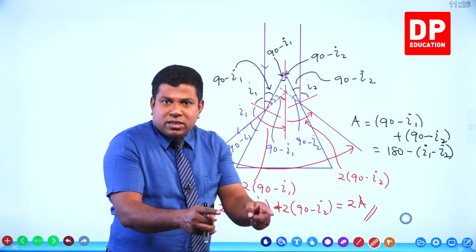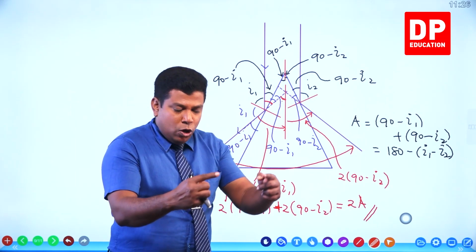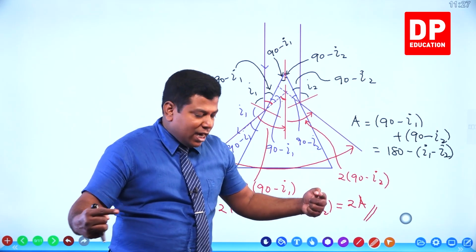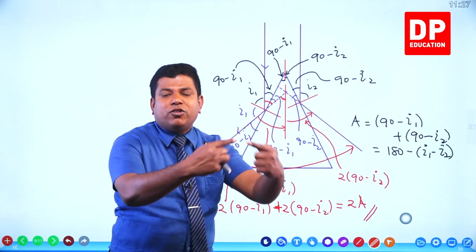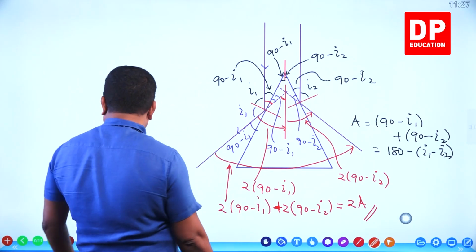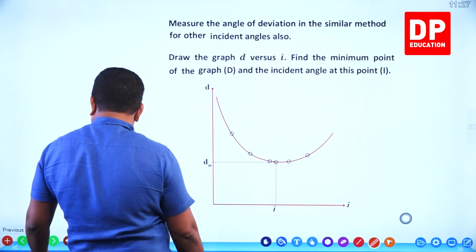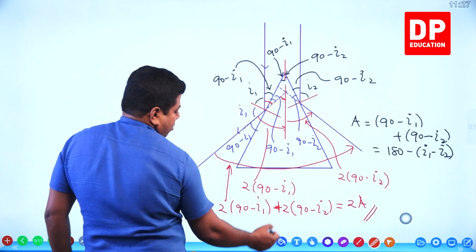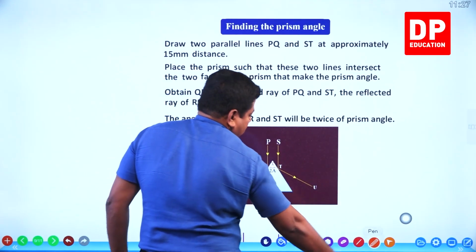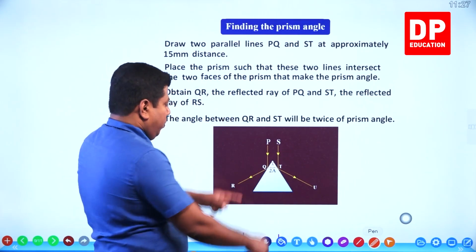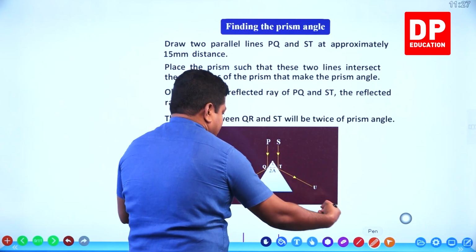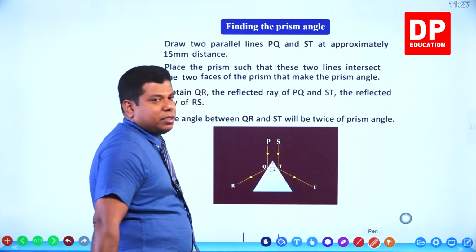Two parallel rays falling on two faces of a prism: look at the reflection of those two. The angle between those two reflected lines has to be twice the prism angle. That's the concept we are going to use here. Two parallel rays fall on a prism on two different faces. They reflect, connect them, measure the angle, twice the prism angle.